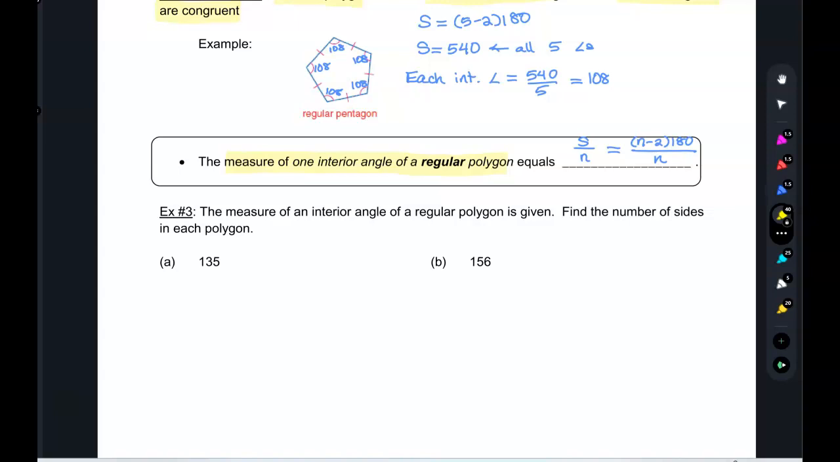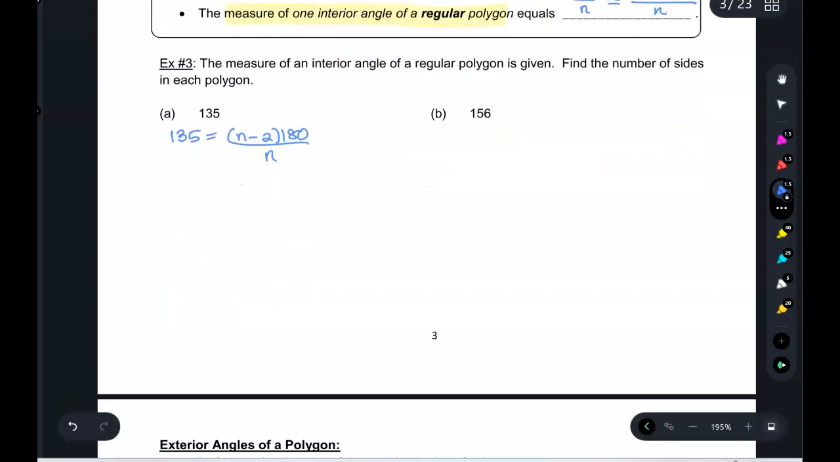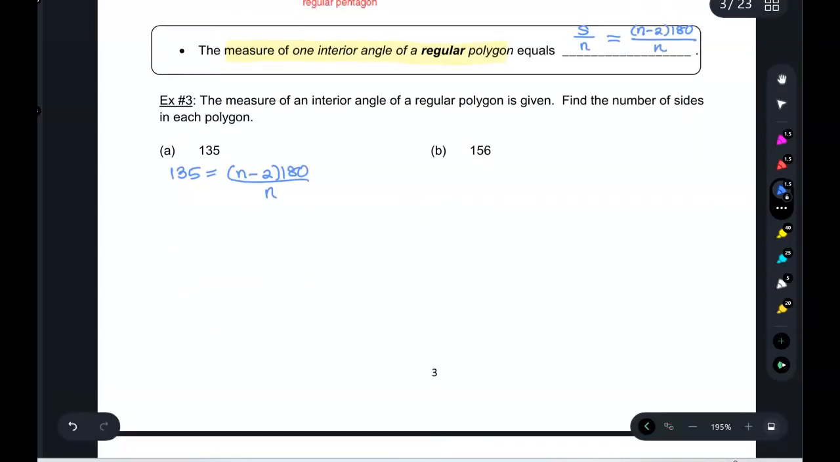Okay, so what if I gave you the interior angle? Can we figure out the number of sides? Yes. You could work backwards. We have to work backwards. So we're going to set 135 equal to this. Does that make sense? Because if I'm looking for the number of sides, I have to solve for n.